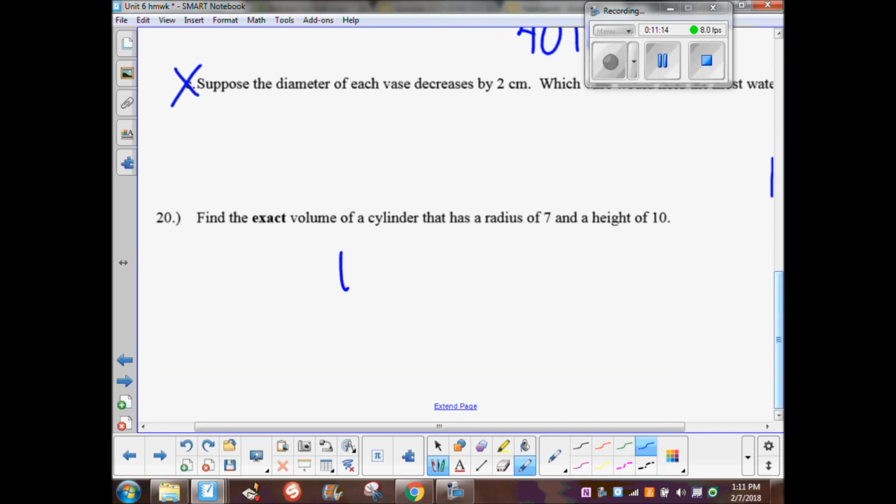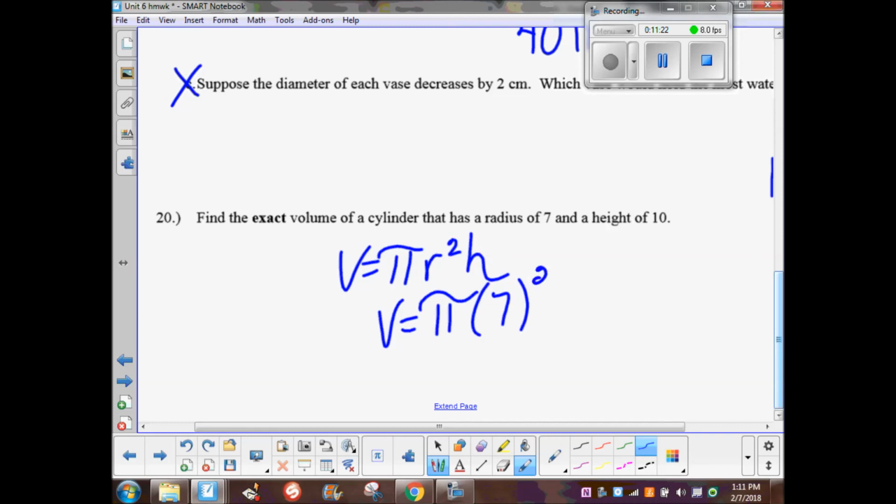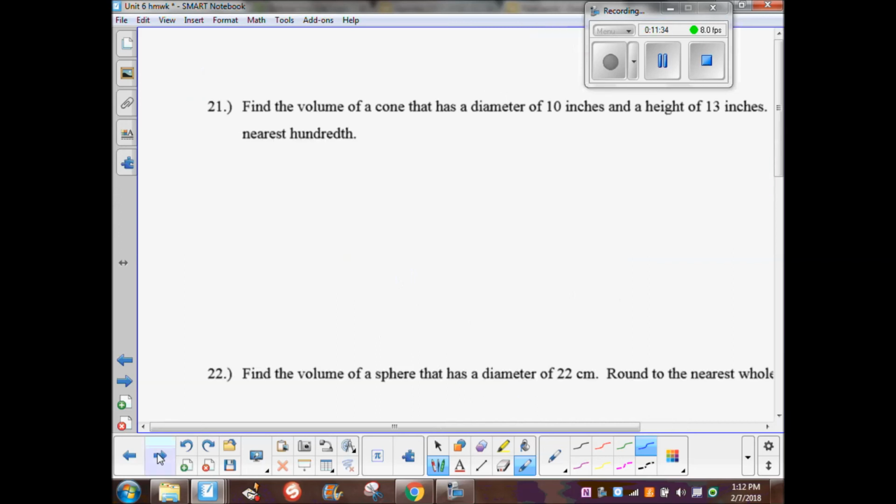20, exact volume of a cylinder. By now, those of you that have done all of these can see the repetition that's happening. You shouldn't have a problem with any question that I can ask on the test. Exact, leave it in terms of pi. We're in the home stretch here.